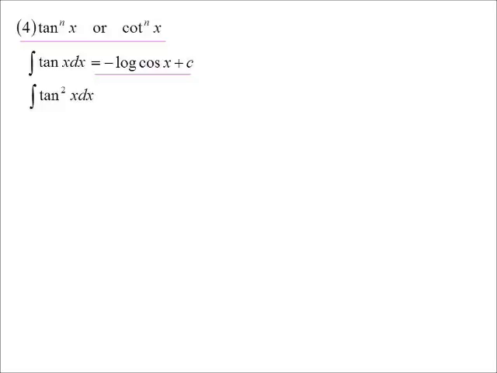Tan squared. Tan squared I can rewrite as sec squared minus 1. And we know how to integrate sec squared, and we know how to integrate 1. So I just use my trig identity there, and we get tan x minus x. Tan cubed. All right.